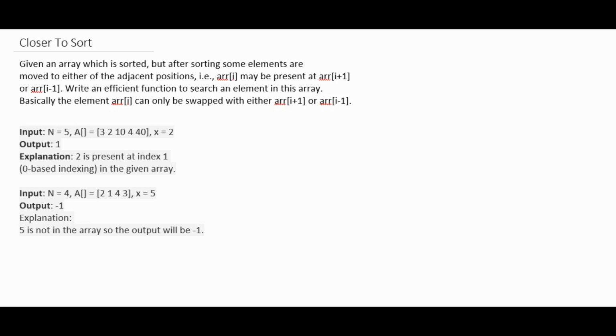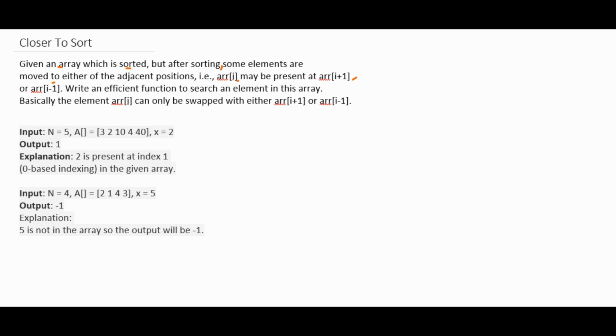Hello everyone. Today we are going to solve this question, closer to sort. Let's see what the question says. Given an array which is sorted, but after sorting, some elements are moved to either of the adjacent positions, that is, array of I may be present at array of I plus 1 or array of I minus 1. Write an efficient function to search an element in this array.